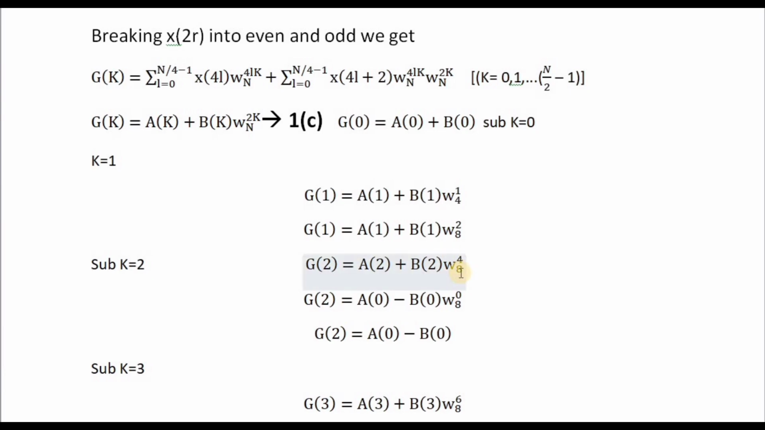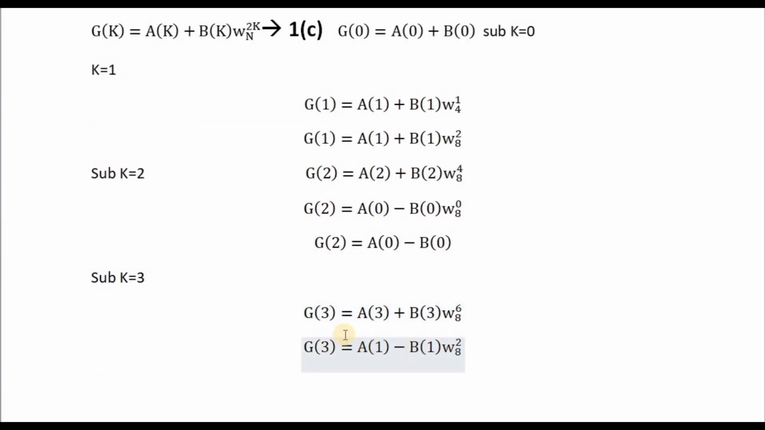So this I can write as w4 of 2. So what will be my w4 of 2? W4 of 2 is nothing but minus 1. So g of 2 is equal to a of 0 minus b of 0. Similar way I can write g of 3 is equal to a of 3 plus b of 3, w8 of 6.